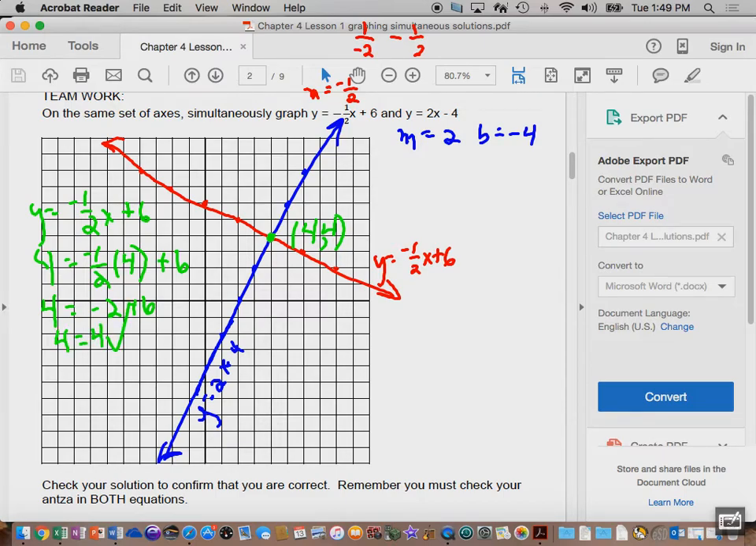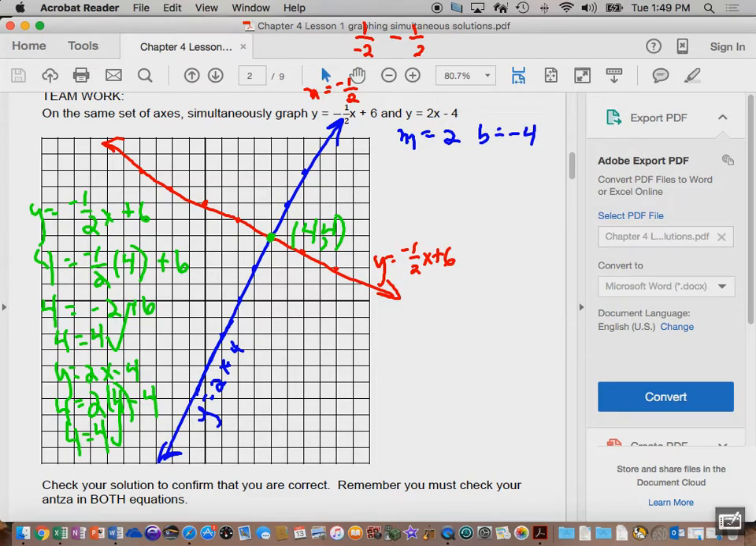And the next one, y equals 2x minus 4. Does 4 equal 2 times 4 minus 4? What is 2 times 4? What's 8 minus 4? So 4 equals 4, check. And there's my correct answers.